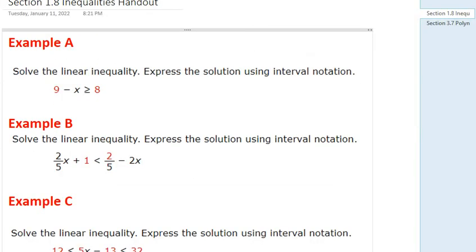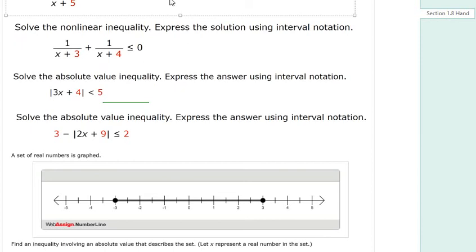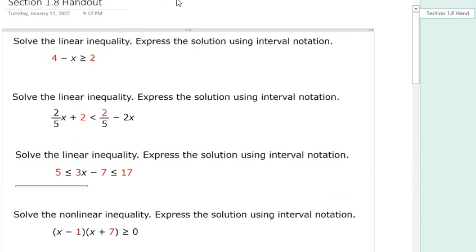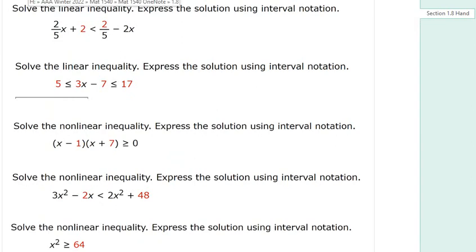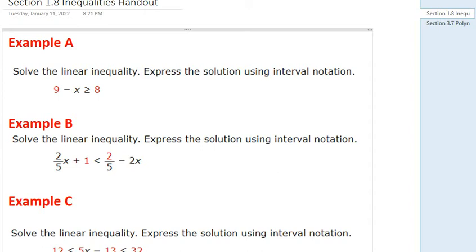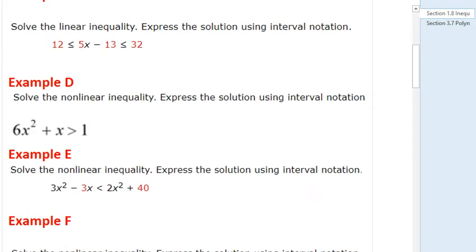Let's see, section 1.8. Actually, that was 1.8. We missed 1.6, didn't we? No. Did I get 1.6 twice? Complex numbers was in here someplace. I thought complex numbers was 1.6. Yeah, something happened to that.